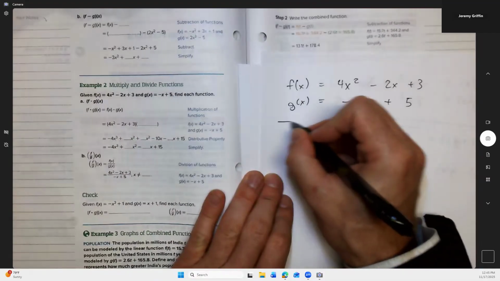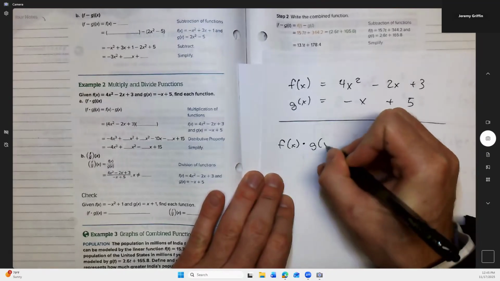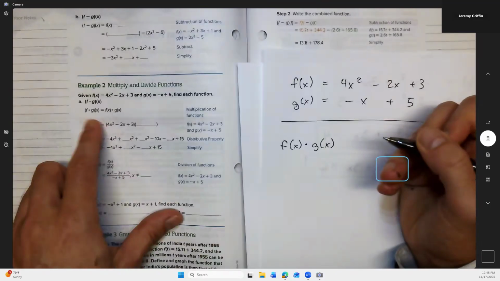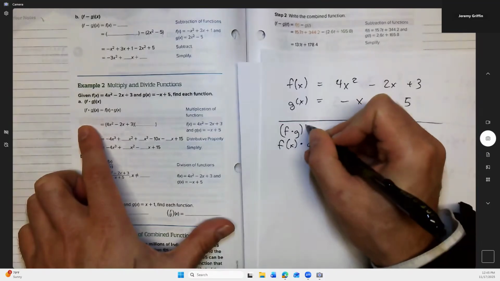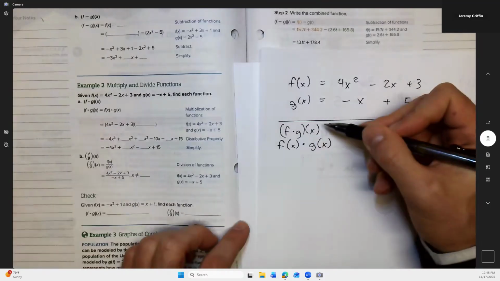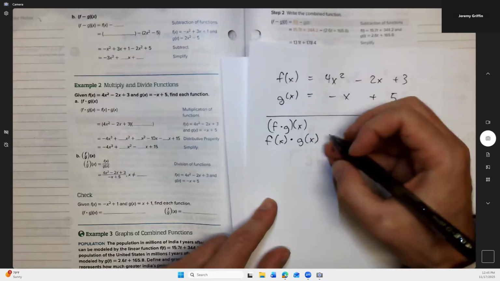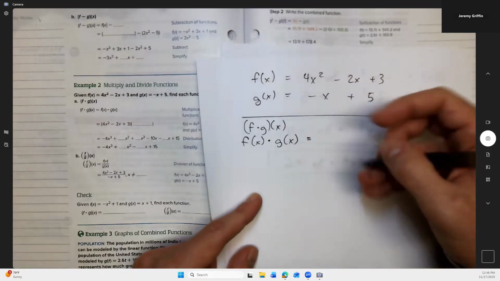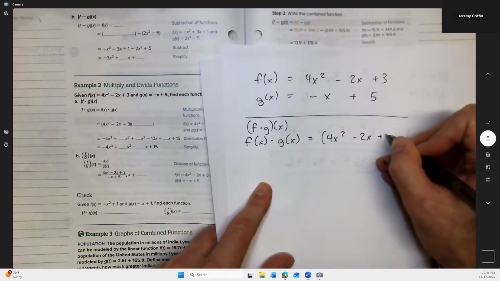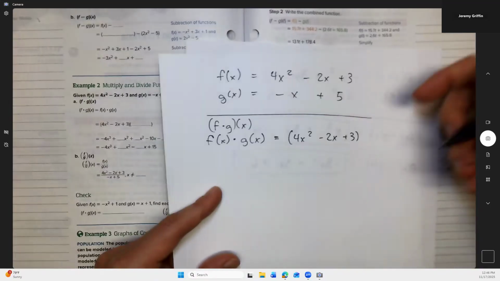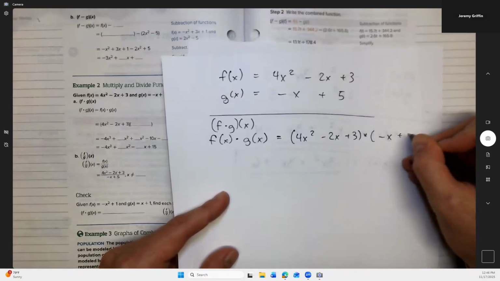So if I want to do f of x multiplied by g of x, by the way, the notation for that, sometimes you see this, is f dot g of x, like you're multiplying. This is notation for multiplying the two functions together. It's really just what's going on. So f of x is, of course, 4x squared minus 2x plus 3. I'm just copy pasting it from right here. And then my g of x, I'm multiplying right here, negative x plus 5.